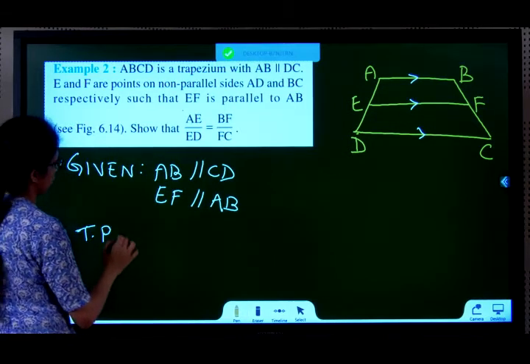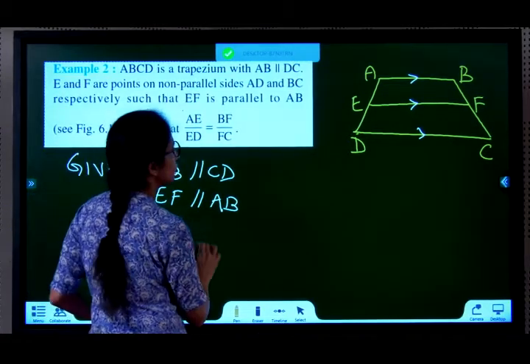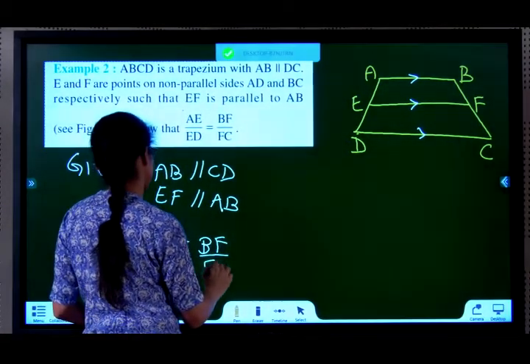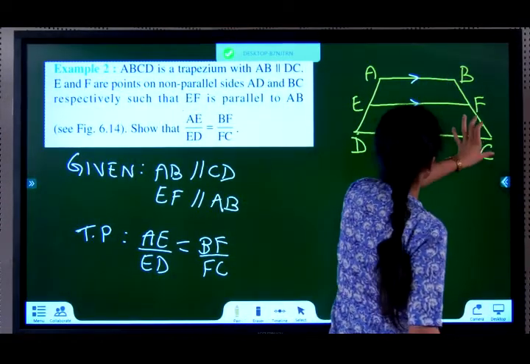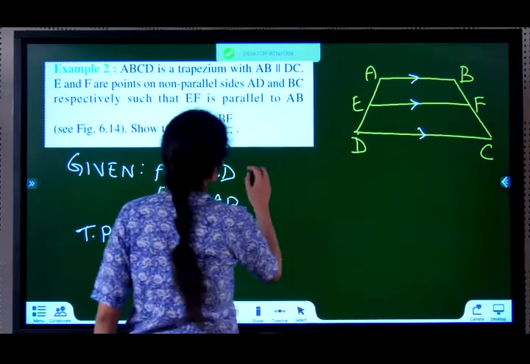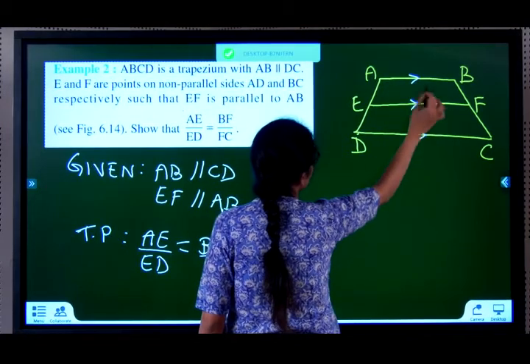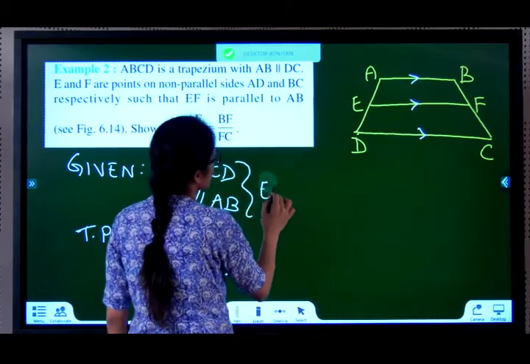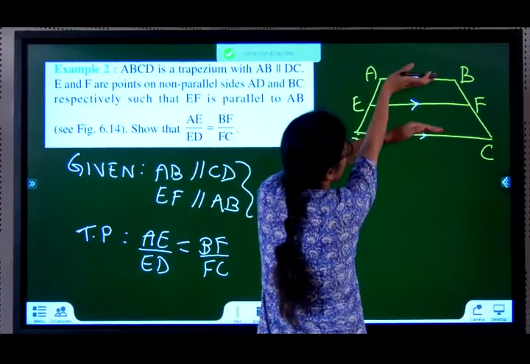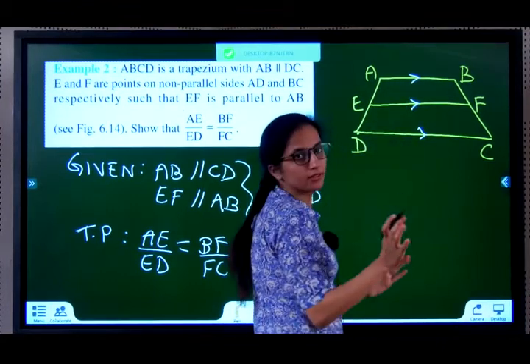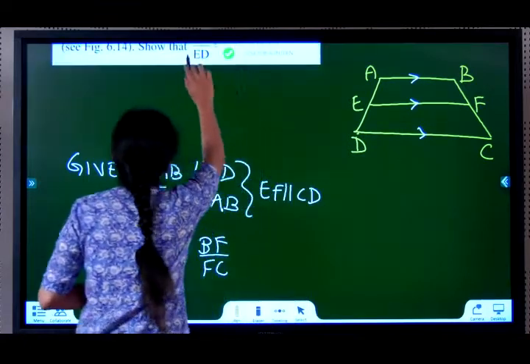To prove AE by ED is equal to BF by FC. They have given AB is parallel to CD and they have given EF is parallel to AB. So, can I say EF is also parallel to CD? These two are parallel, these two are parallel. So, therefore, these two are also parallel. Agreed? If two things are parallel to the same side, those two things are also parallel. So, we will keep all that in the given.